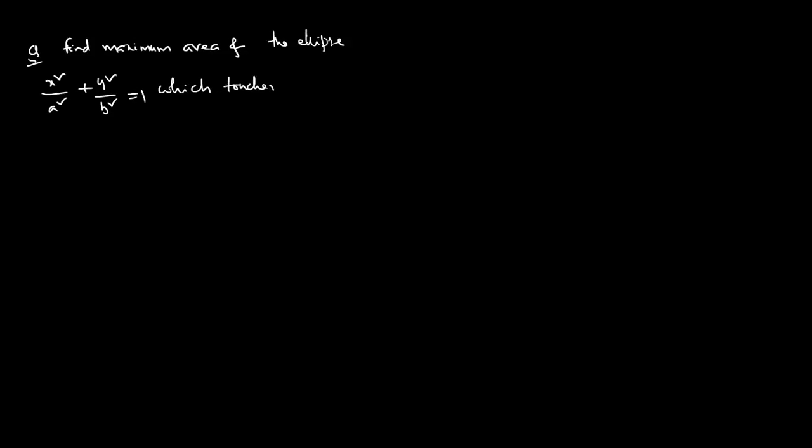Question. Find the maximum area of the ellipse x square by a square plus y square by b square is equal to 1, which touches the line y is equal to 3x plus 2. Anyone? What is the maximum area of the ellipse which touches the line y is equal to 3x plus 2?